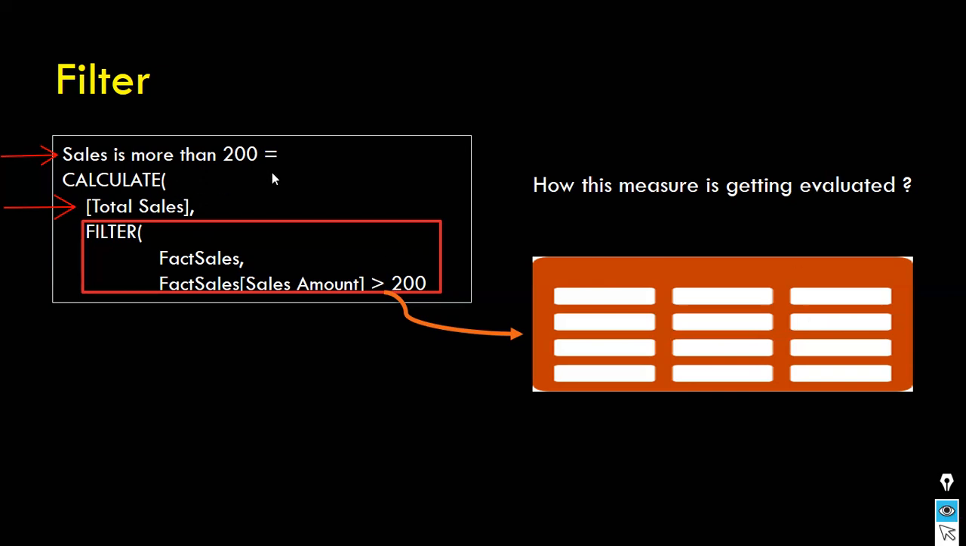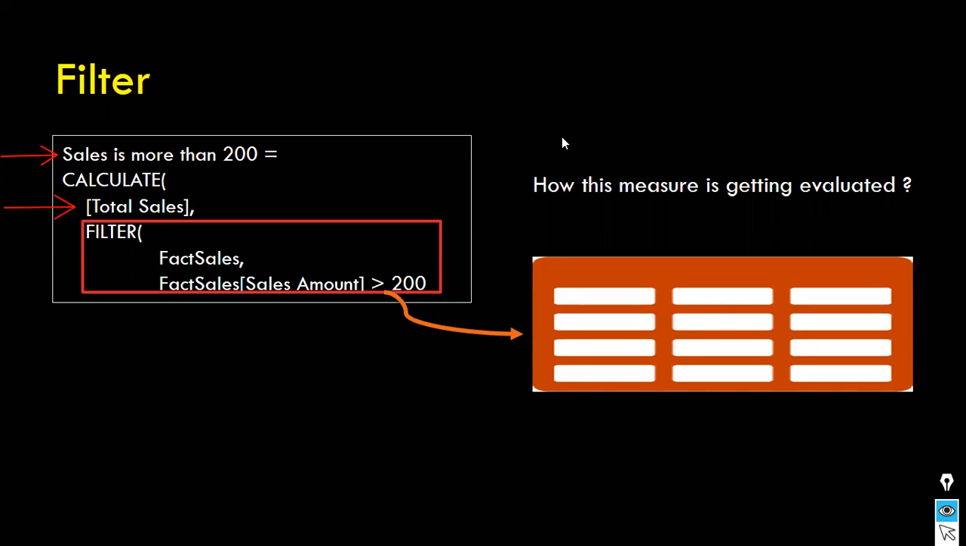Maybe they'll ask you to share your screen, and they'll ask you how this measure is getting evaluated. Behind this, since we have used the FILTER function, it creates a virtual table based on the filter criteria we mentioned. On top of this, it applies the sum of sales. That's all. This is how it is being evaluated. The FILTER function also returns a table.